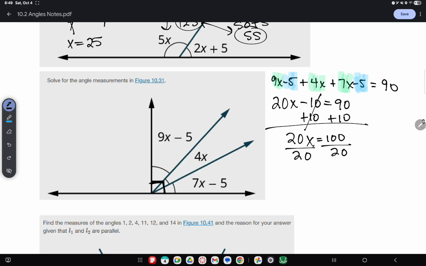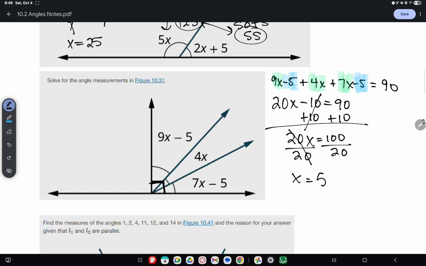I almost said subtract by 20. But the operation holding 20 to x is multiplication, and to undo multiplication, it's division. So 20 divided by 20 is 1. So I'm left with just x. And then 100 divided by 20 is 5.